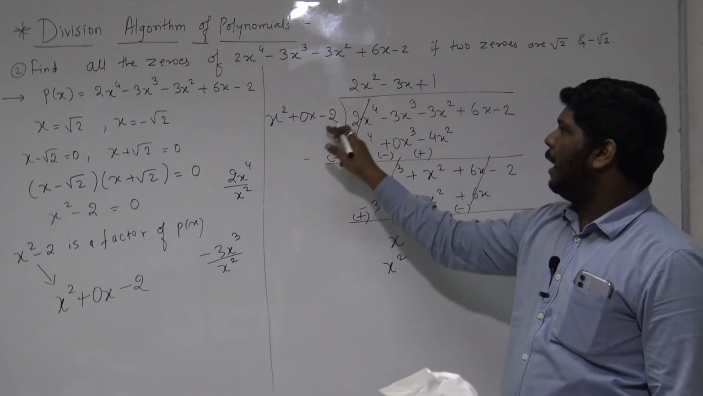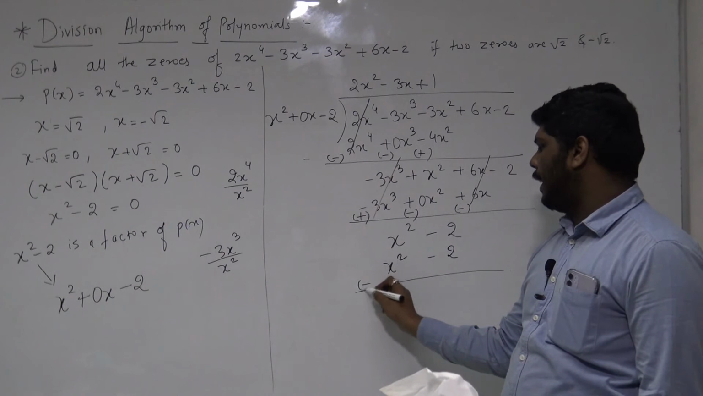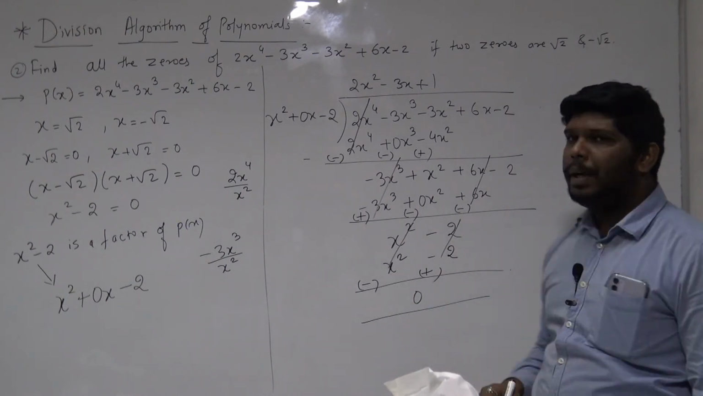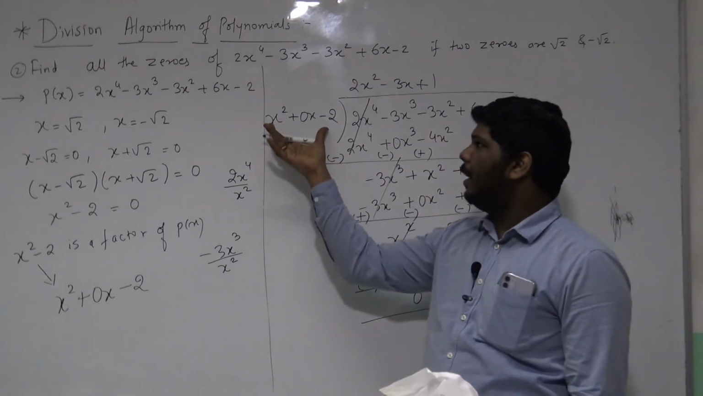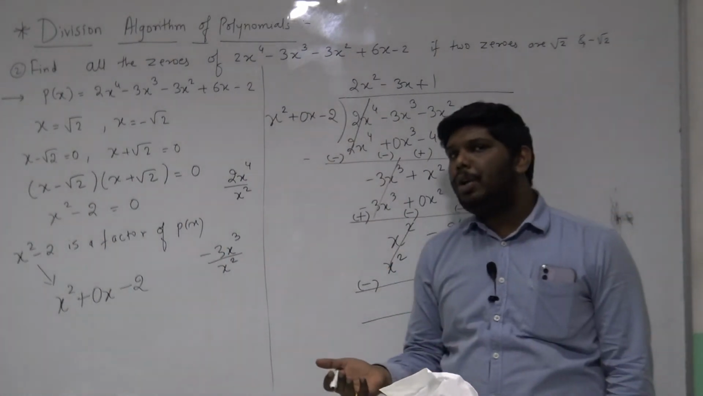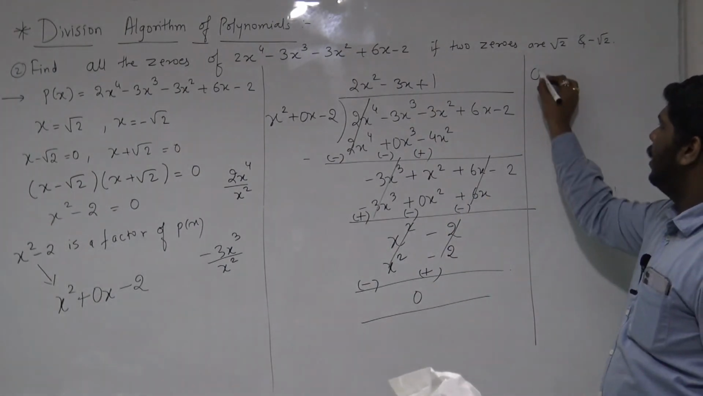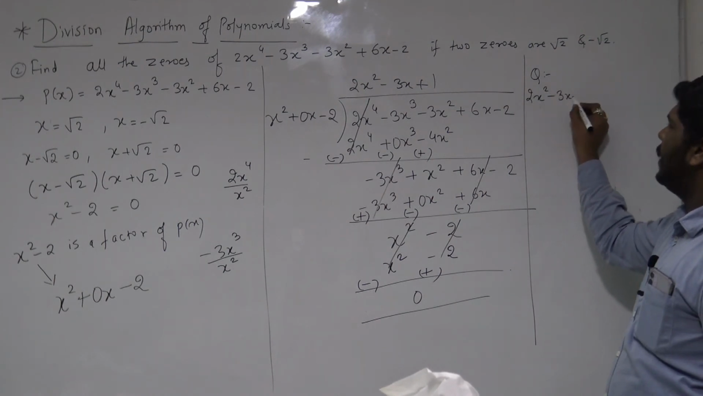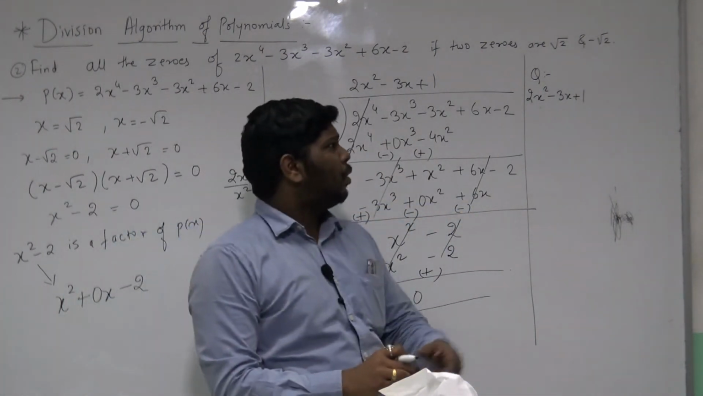So start multiplying. 0 into this is 0 only, and minus 2 into 1 will give you minus 2. Correct? On subtraction again sign change. So both will get cancelled and the remainder is 0. It means this given polynomial, as discussed before, when we divided it by x square minus 2, the remainder has to be 0. After this what you have to do? You have to select the quotient part. To find the remaining two zeros, we'll say the quotient is equal to 2x square minus 3x plus 1, and this quadratic you will get as a quadratic only.